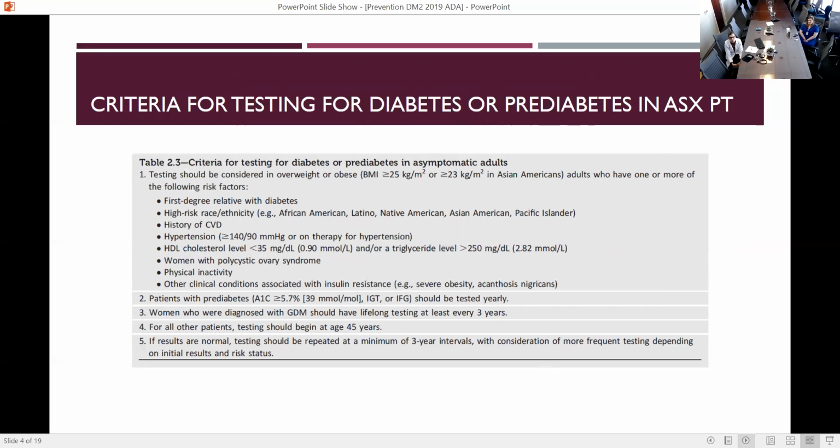Patients should begin testing at over 45. And then if everything's normal on those tests, you want to consider testing them every few years, and of course more frequently if they have any of those other risk factors that develop over time. You can skip ahead.